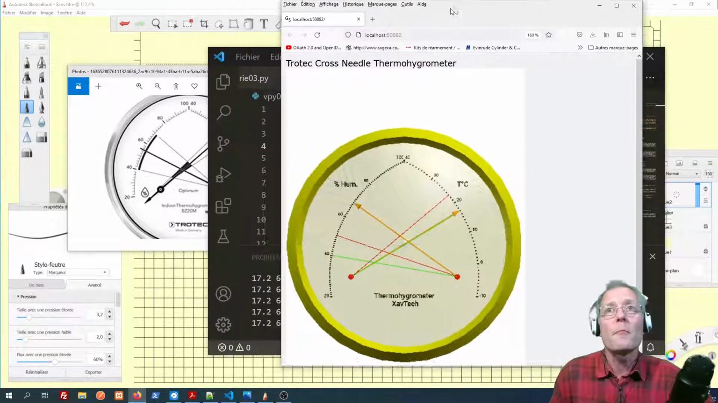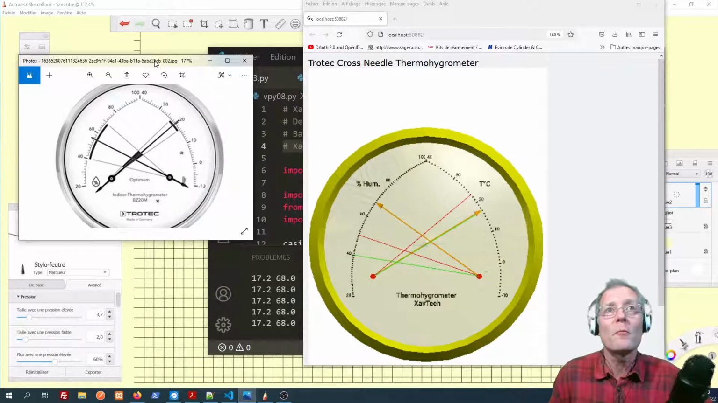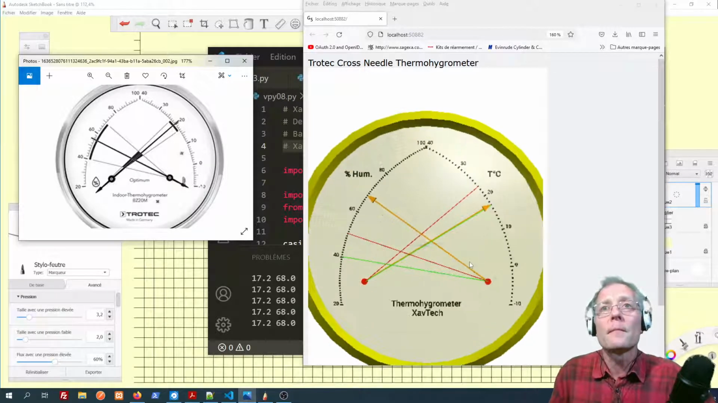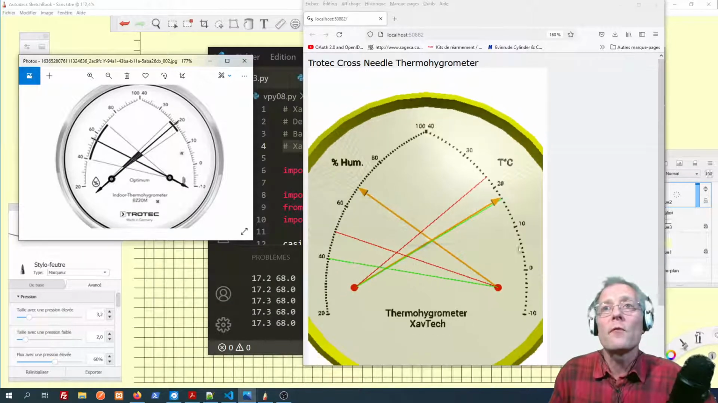This is what I came up with. Not very different from the original model. I just chose specific colors to show minimal and maximum for humidity and temperature here. And I put the needles in orange, so you can see the zones. You can see humidity ranges from 20 till 100, and temperature ranges from -10 to 40. So it's more or less the same, and you see here the zone.